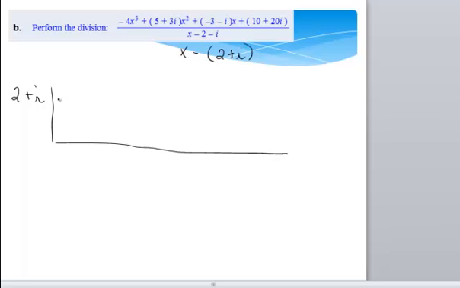The first coefficient is -4. The second coefficient is complex. It's the number 5 plus 3i. The third coefficient is also complex. And the fourth one is complex again.